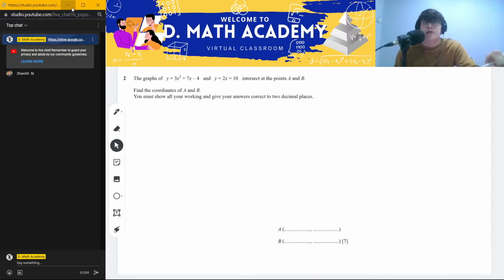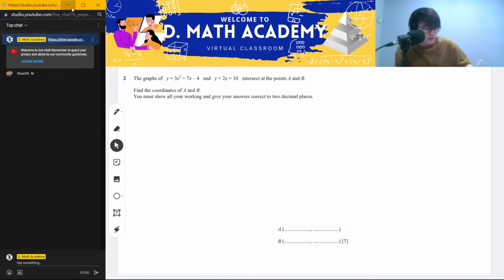And then we're moving on to section number 2 here. So the graph is y equals 3x squared plus 7x minus 4, and y plus 2x equals 10, intersected at the points A and B. This time around, they purposely phrase it in a different way so that it's a disguise for a simultaneous equation. So what we are doing now is to make the subjects the same first.